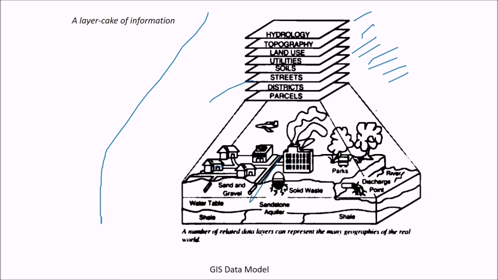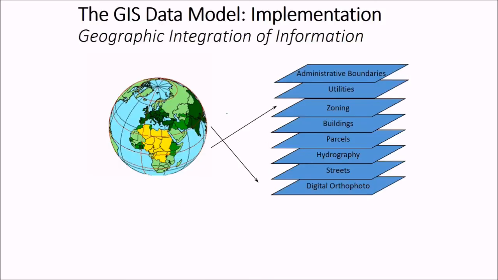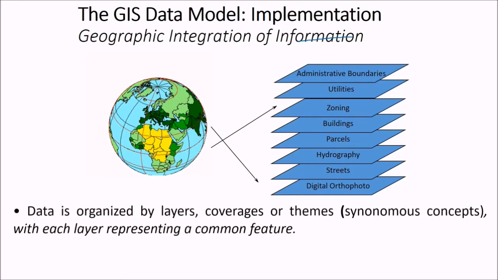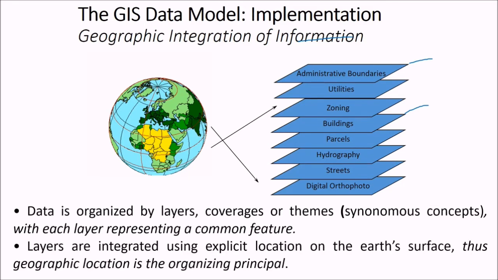These are the streets for you, and many others. So in the GIS model, the implementation is the geographic integration of information. Data is organized in layers, which are coverages or themes. They are synonymous concepts, and each layer represents a common feature. Layers are integrated using explicit locations on the Earth's surface.